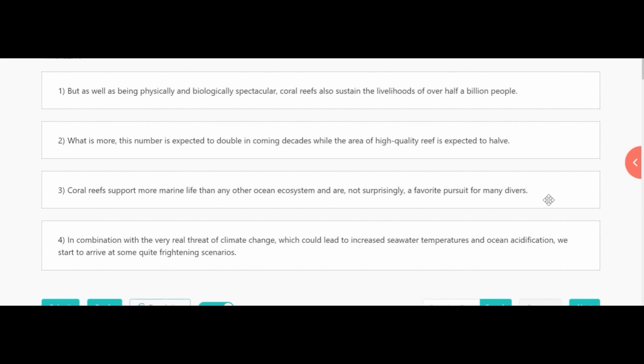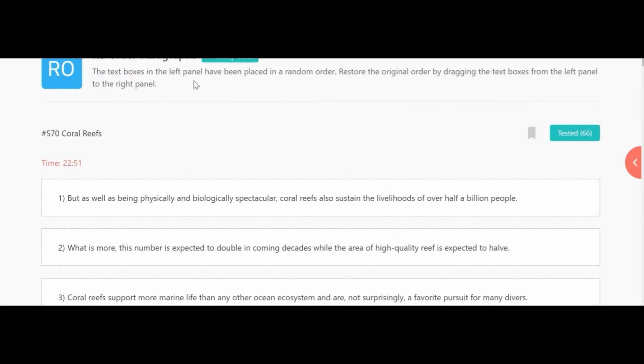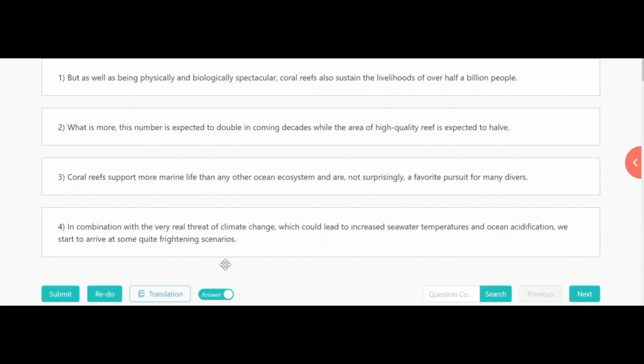Now you can see here the sentences. Let's look at the instruction. It says the text boxes in the left panel have been placed in a random order. Restore the original order, which is what reorder paragraph is all about. Now these are the sentences. They are not in their right order, like I have explained in the beginning of this video. So basically, what they want you to do is to restore each of these sentences in their right order. Okay, so 4 could be the first one, 1 could be the second one, it doesn't matter.